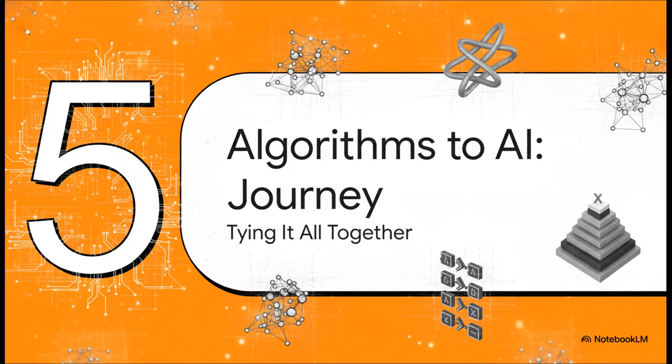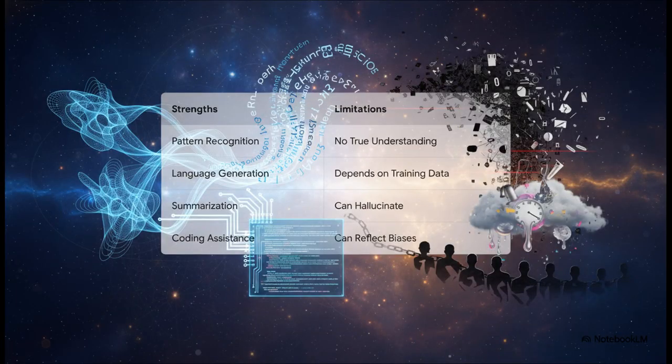So, as we start to wrap this up, let's connect this whole training pipeline back to the fundamental algorithms we've been talking about. Because a large language model isn't just one magic algorithm, it's a whole stack of them, all working together, built on decades of research. Knowing how these models are trained really helps us understand their incredible strengths and their very real limitations.